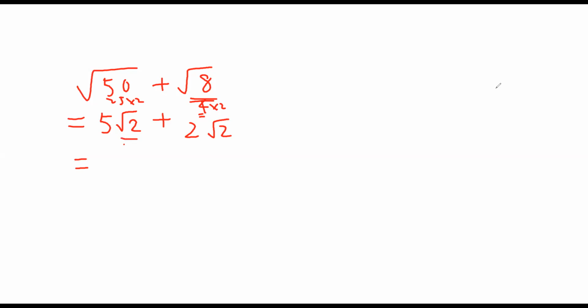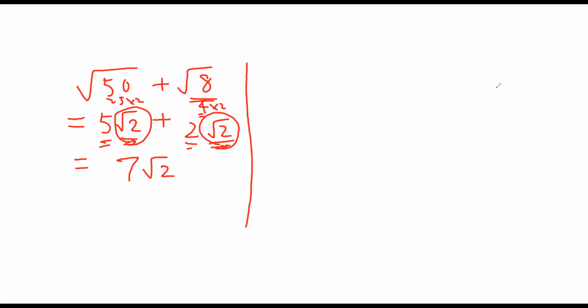Since this is the same number, we can consider this an irrational number, right? So this becomes the coefficient. You can consider this an unknown number. So this one can be combined into 7 square root 2. Right? Is it good? Okay, let's see another quick example.